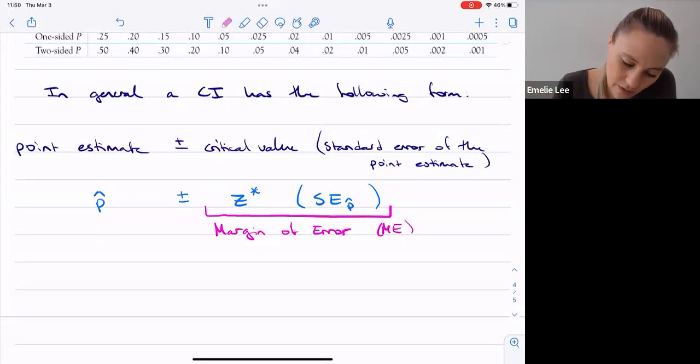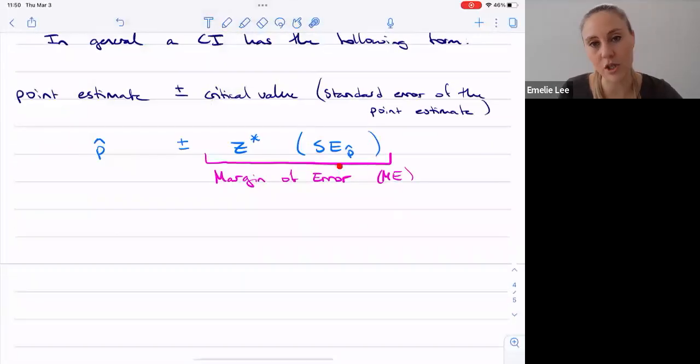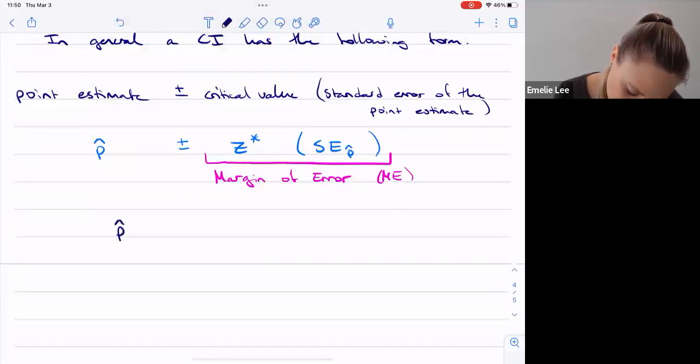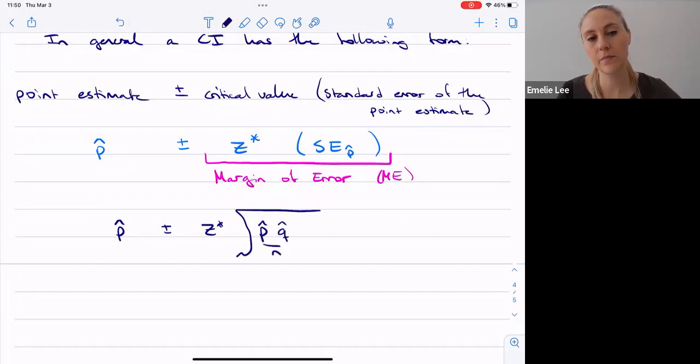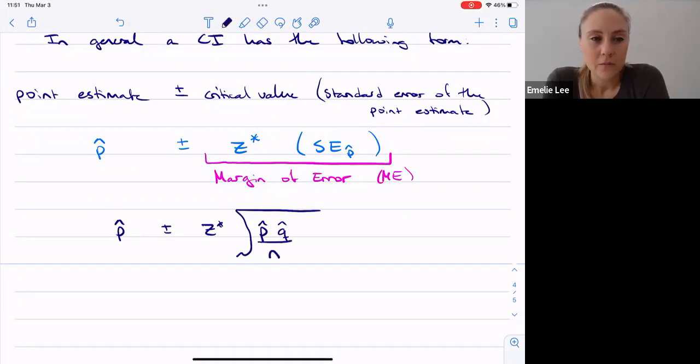Okay. So now what we can develop is, well, we can replace just this generic standard error of p hat with the actual formula. And so we can have p hat plus minus Z star times the square root of p hat q hat over n. Okay. Clean this up a bit. There. Okay. Good.